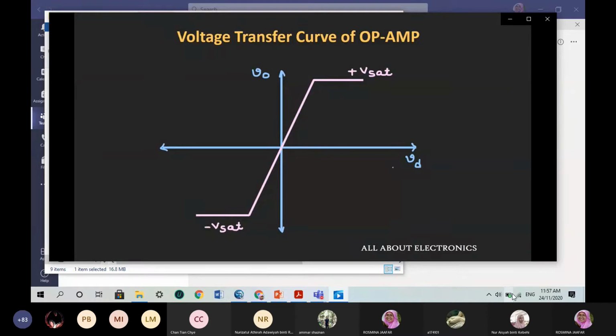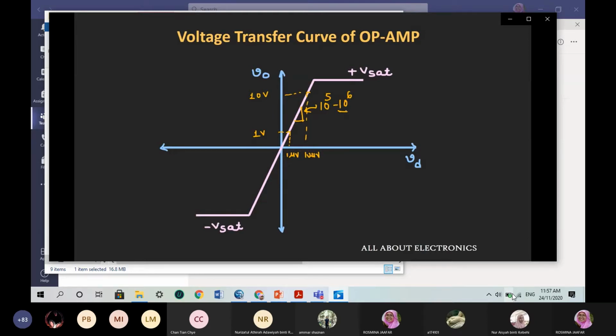If you see the voltage transfer curve of the op-amp, it will look like this. Here the x-axis represents the differential input applied to this operational amplifier, and the y-axis represents the output voltage of the amplifier, and the slope represents the gain of the amplifier, which used to be in the range of 10 to the power 5 to 10 to the power 6. Let's say the gain of the op-amp is 10 to the power 6, and we apply 1 microvolt of signal, then at the output we should get 1 volt. Likewise, if we apply 10 microvolt of signal, then at the output we will get 10 volt of output.